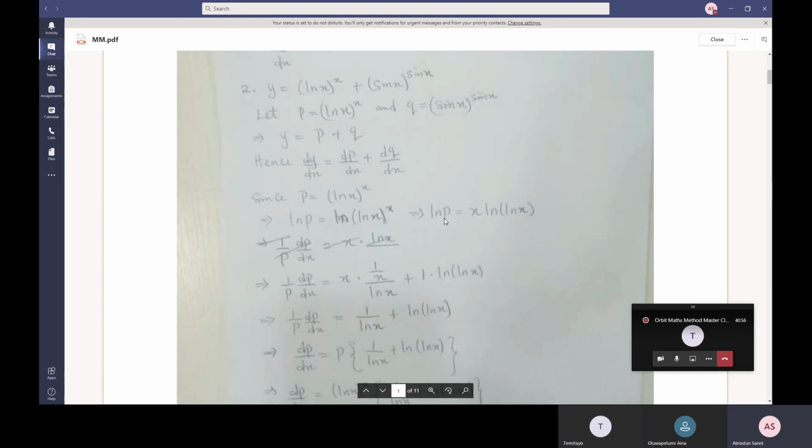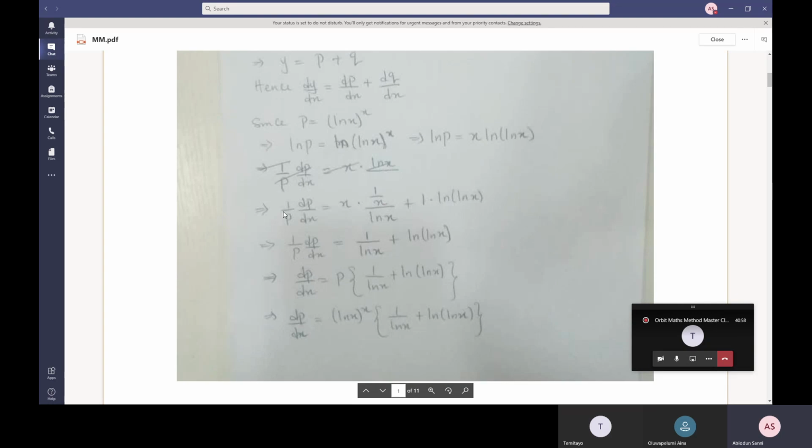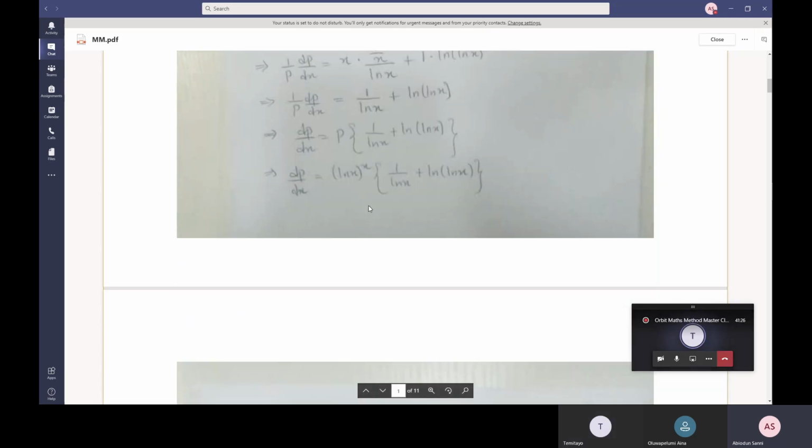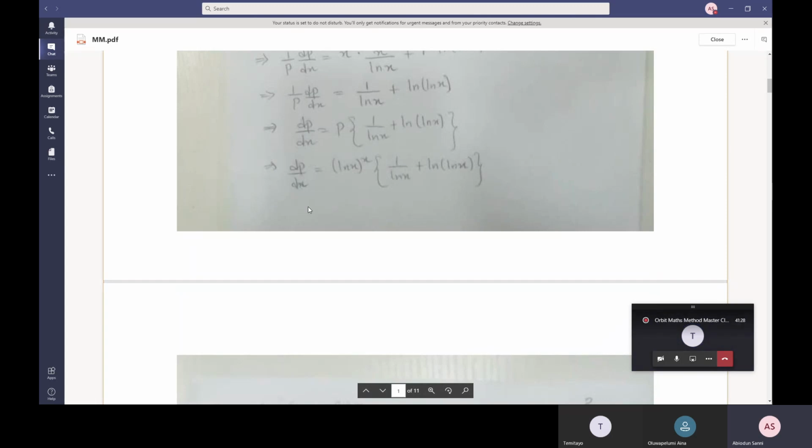And ln p, if I differentiate ln p, is going to be 1 over p dp/dx, because that's the derivative of ln p. Since I'm differentiating the dependent variable, I'll add the dp/dx. Then using the product rule, if I differentiate ln x, that will be 1 over x, all over ln x itself. Then from here, we get our final answer to be this.